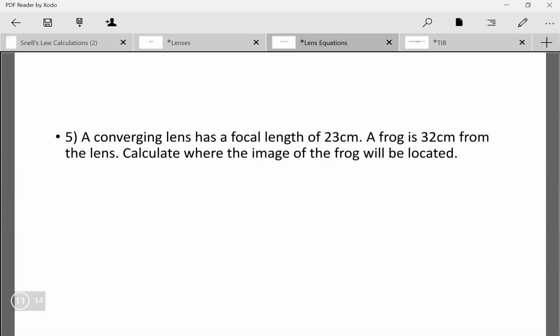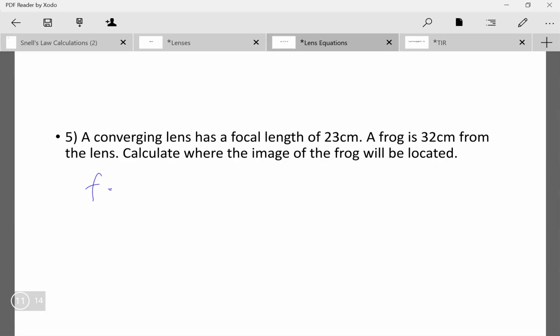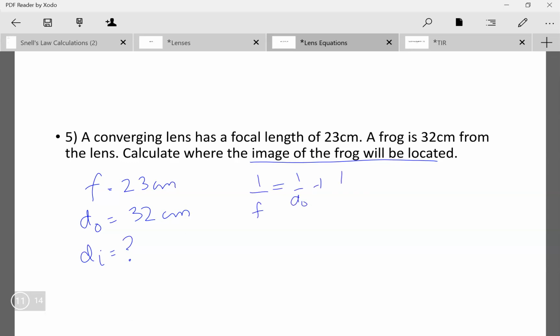This is again very similar. Focal length is 23 centimeters. Distance of object is 32 centimeters. Calculate where image of frog will be located. Distance of image is question mark. 1 over f equals 1 over do plus 1 over di. You're finding di, so move this to the other side. 1 over f minus 1 over do equals 1 over di. So I can put some numbers in. 1 over 23 minus 1 over 32 equals 1 over di.